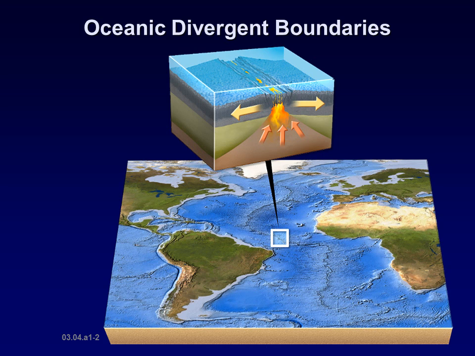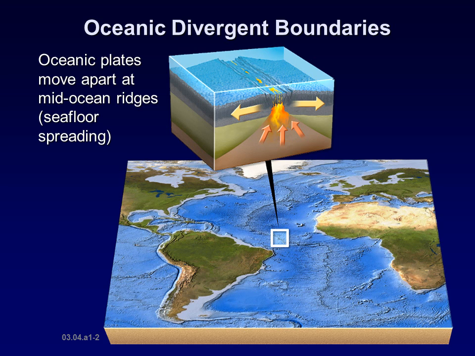Next we have the oceanic divergent boundaries that we're going to go into greater detail on. So now you know the types of movement and the features associated, and now we're going to go into greater detail. So how do mid-ocean ridges form? We know that it's at a divergent boundary. We know as the plates move apart, we have lava reaching the surface. So the oceanic plates move apart at mid-ocean ridges.